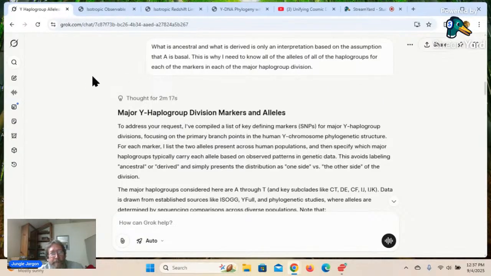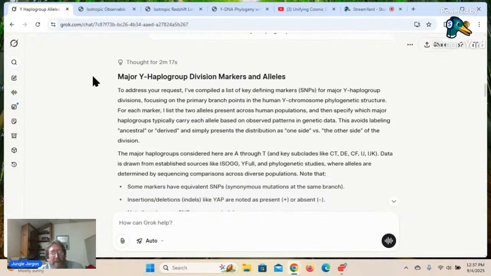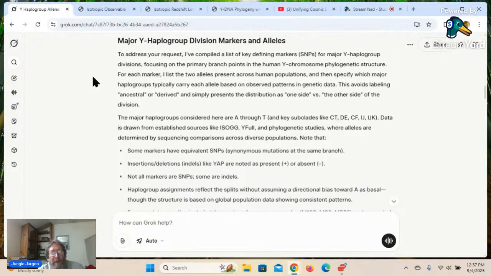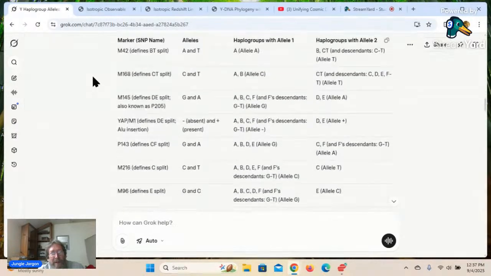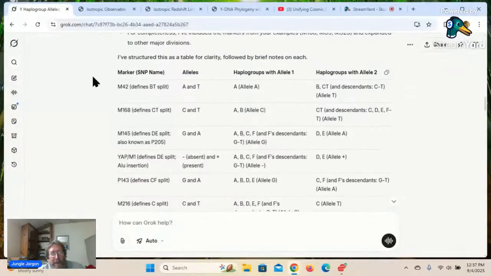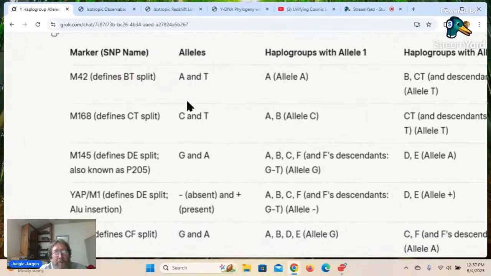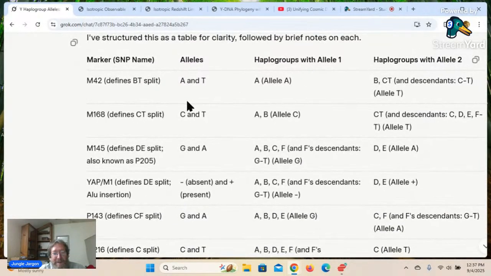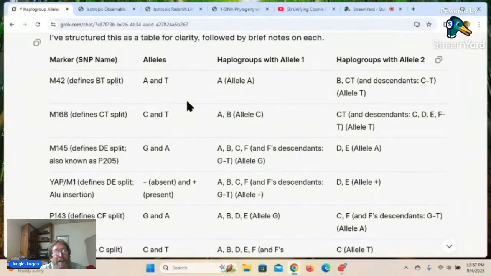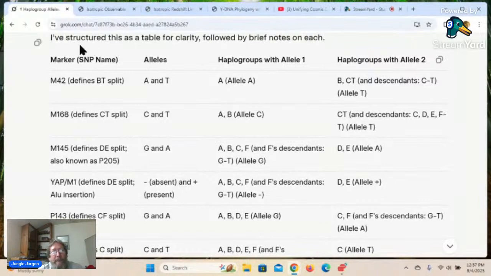Okay, so he thought for a couple of minutes. Haplogroup Y division markers, and he came up with this. I've structured this table for clarity. Oops, well, maybe I should have made this larger. Sorry about that. Okay. Following the brief notes on each. Okay, so he's got it set up.